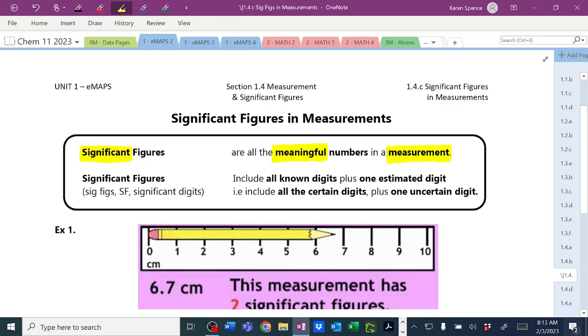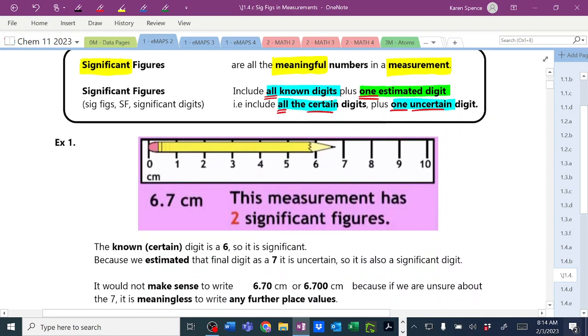How do we normally define sig figs? We normally define them as all the known digits plus one estimated digit. In other words, all the certain digits plus one uncertain digit. That's the language we will usually use around it: all the certain digits plus one uncertain digit.